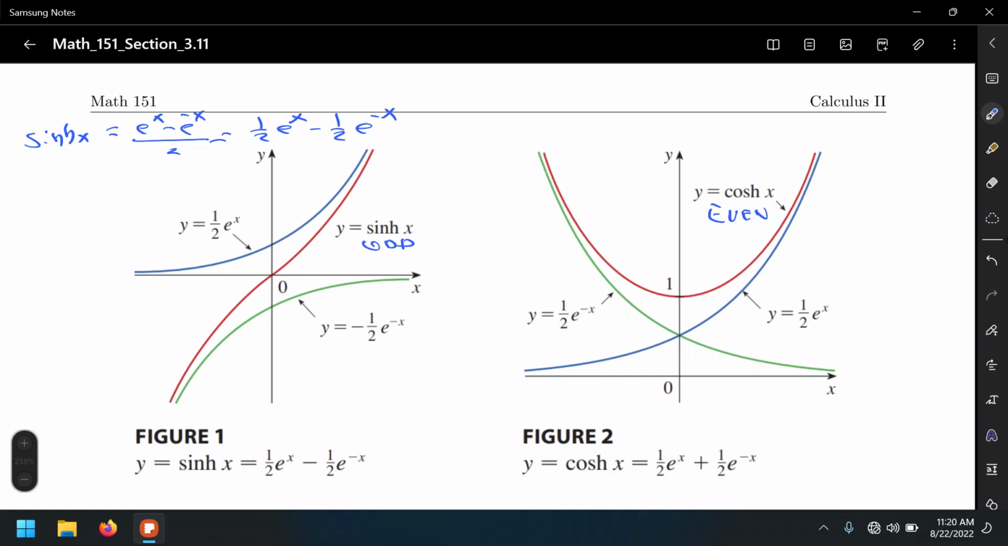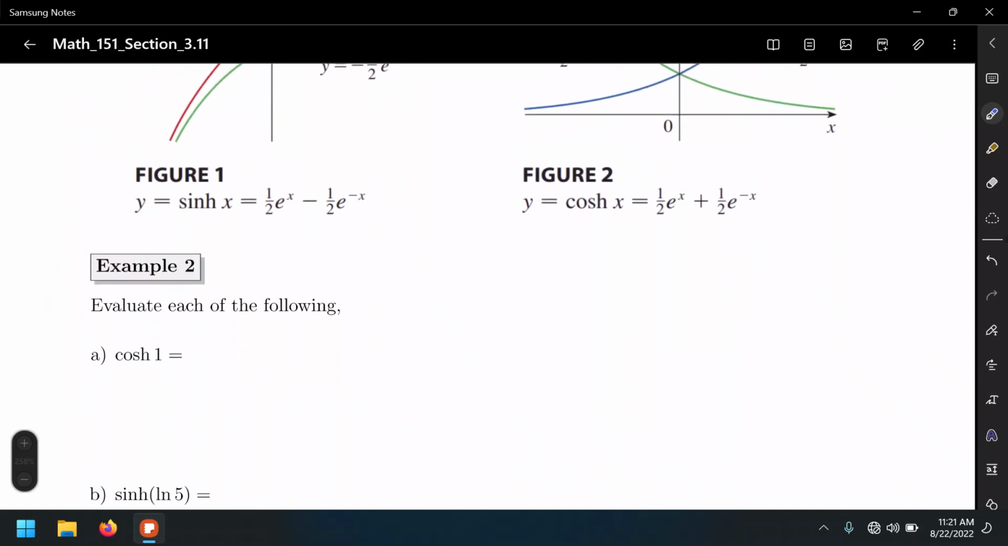But otherwise, when the function is even, its graph is symmetric about the y-axis. So if we fold it about the y-axis, it will come together. Exactly. So you can think of the y-axis as a mirror. You fold it and you get it this way. That is correct. All right, let's see what's next.